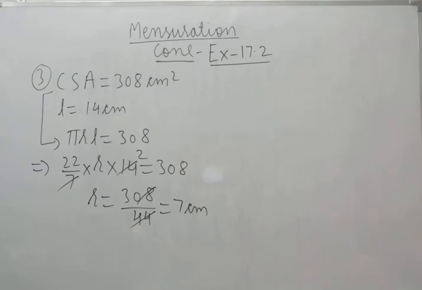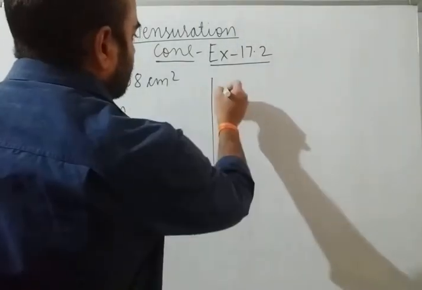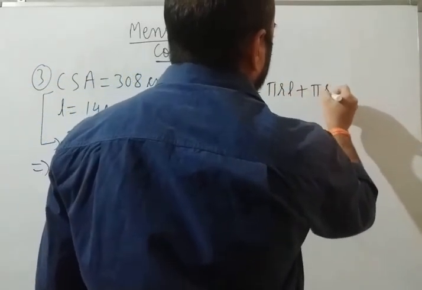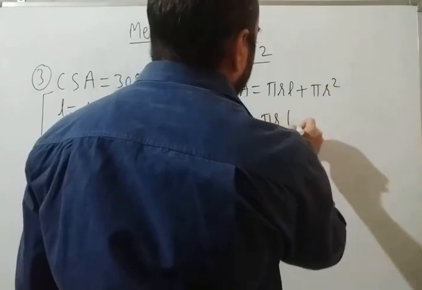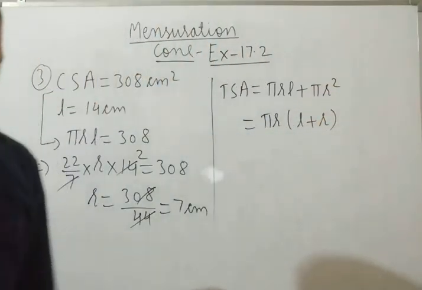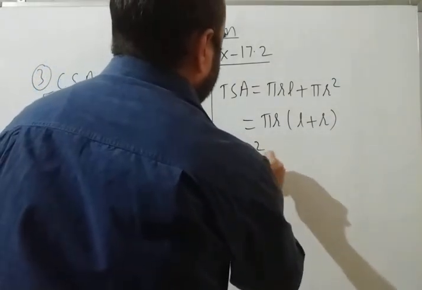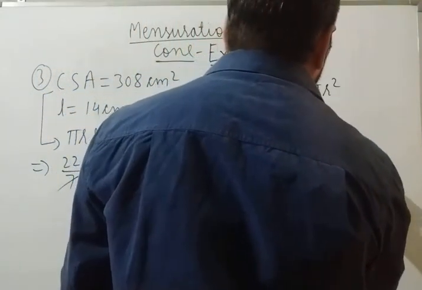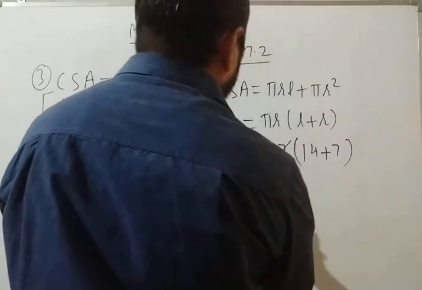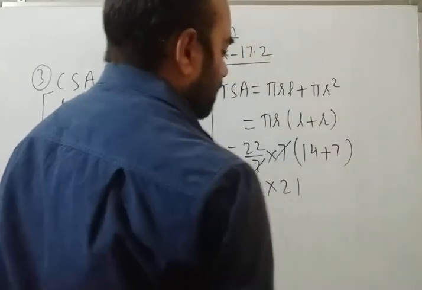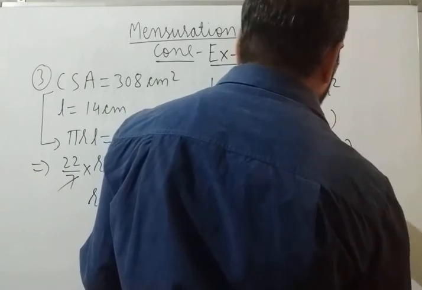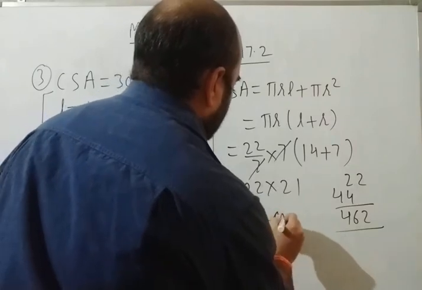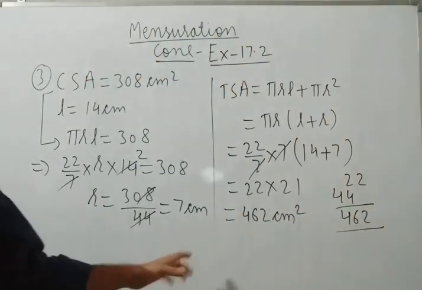So what about total surface area? Now total surface area will be pi r L plus pi r square, that is pi r (L plus r). Already we have seen. So again pi is 22 by 7, radius we have calculated 7. L plus r means L is 14, r is 7, so 14 plus 7 is 21. 7, 7 cancelled. 22 into 21, that is 462 centimeter square. Correct? This is the answer.